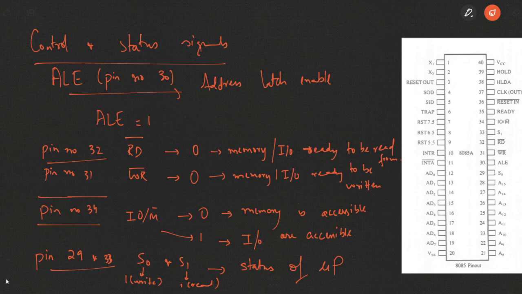Pin number 37 helps us interface and synchronize the output devices. The 3.14 megahertz frequency is available at this pin. HLDA, hold acknowledge. If the system has to be put in the hold state, we need to acknowledge that. In pin number 39, the system is in hold state, and pin number 40 we have already discussed.